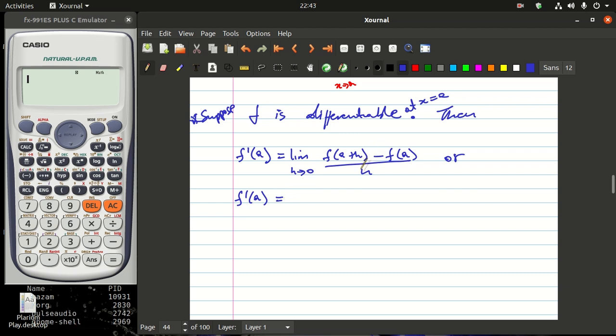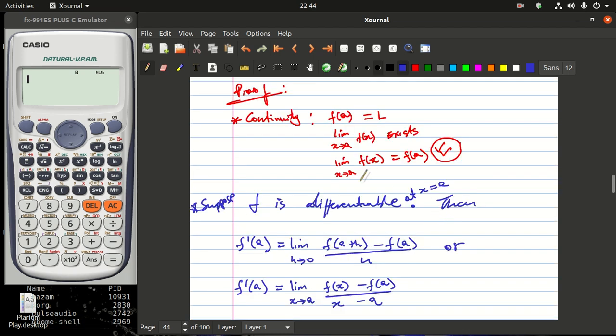Now if we're using the old definition that we used before when finding derivatives, when we were trying to find the slope of the tangent line, we can say that the slope of the tangent line touching at a is the same as the limit as x approaches a of f of x minus f of a divided by x minus a. So either this is going to happen or this is actually going to happen. We wanted to prove that the limit as x approaches a of f of x is equal to that.